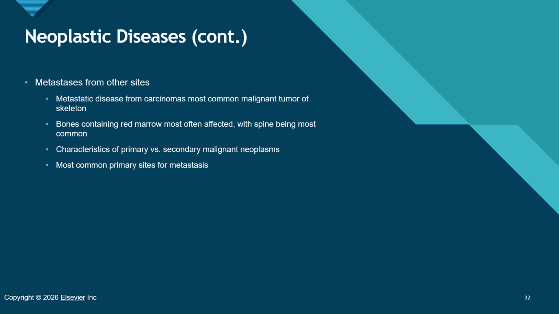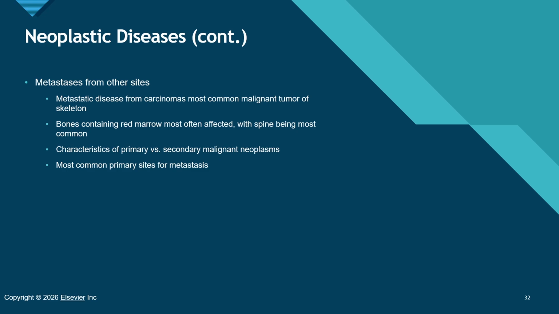Metastatic diseases from carcinomas are the most common cause of malignant tumors of the skeleton. Bones containing red bone marrow are most often affected, with the spine being most common. Certain characteristics help distinguish between primary and secondary malignant neoplasms. The periosteal response is much more common with primary malignant tumors. Soft tissue masses are common in primary tumors and rare in mets, and lesions that are longer than 10 centimeters often represent a primary malignant tumor. Those are all characteristics to distinguish between primary and secondary.